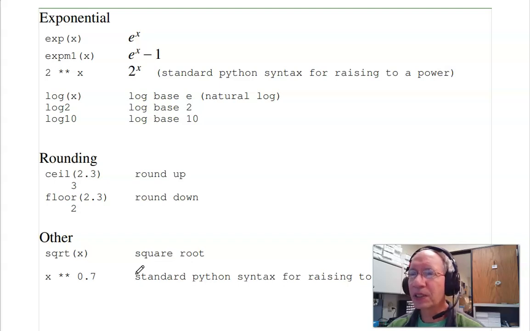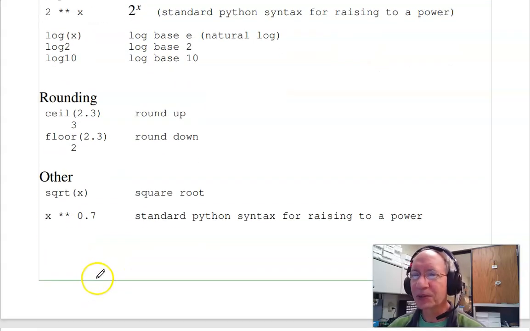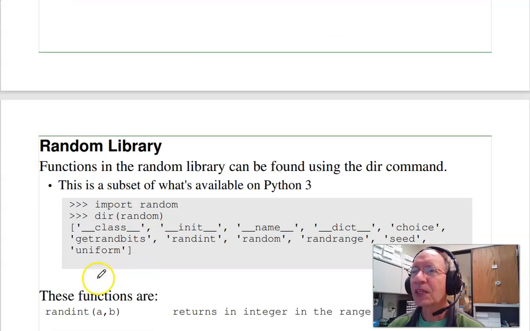We can also round, but do ceiling, let's take the number 2.3 and round up. Floor is round down. There's also square root of x. I can also take it to a power, like x to the 0.7 would be like the 0.7th root of x. That's the math library.